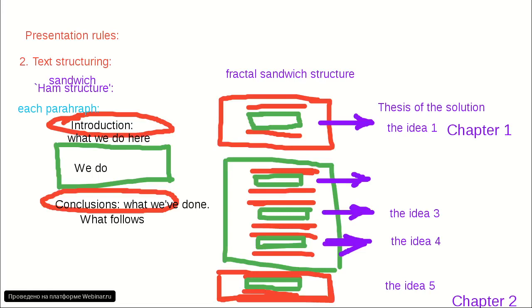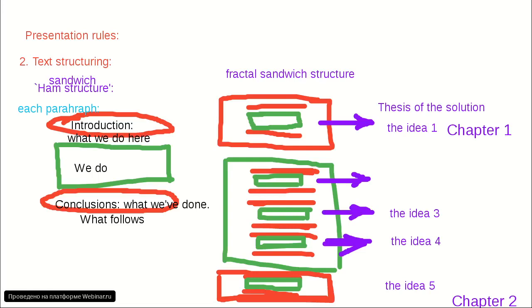So for example, let's calculate the remainder modulo 4 of this number. And after that, we do the calculations, and we finalize this block with the conclusion. We say, so finally, the remainder is 3. And we make a connection to the next block of the text. We say something like, what's next? Let's calculate the remainder modulo 3 of this number. And we proceed with the next sandwich block.